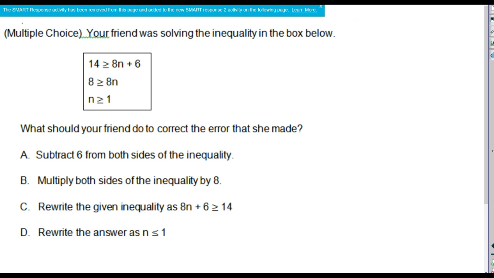Well, in order to answer this question, we would be best served by solving the inequality ourselves. So I'm going to write that out over here. I'll apologize for my mouse writing, but hopefully it'll be legible. So I have 14 is greater than or equal to 8n plus 6.